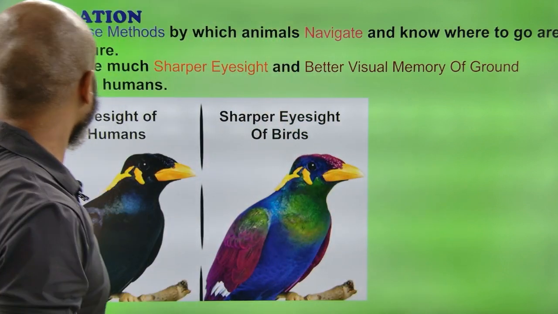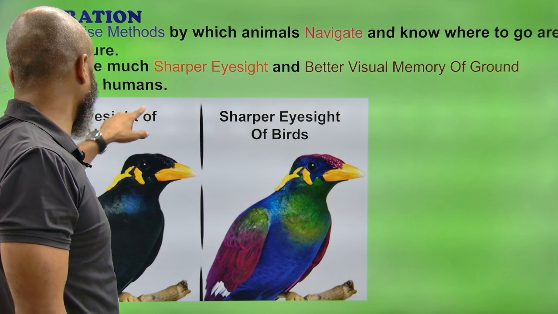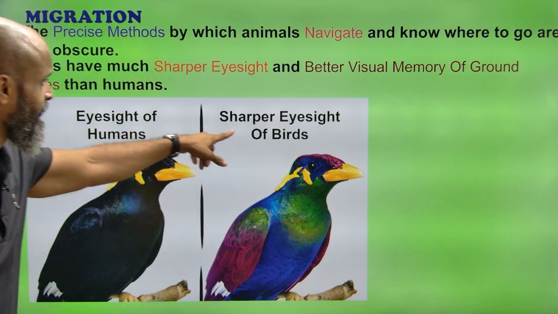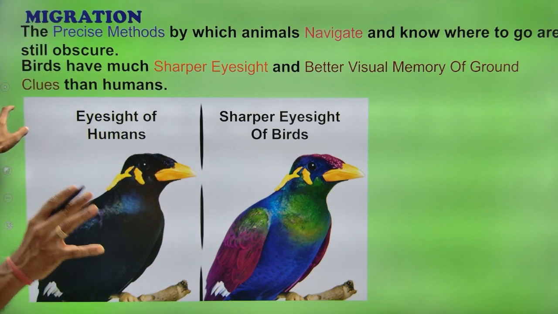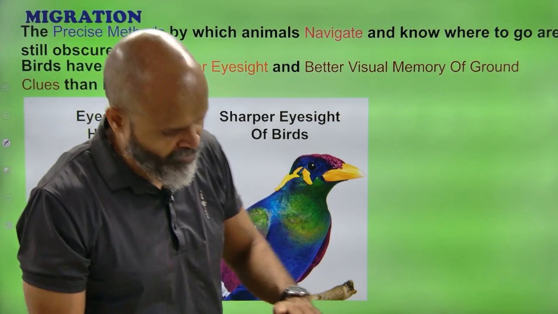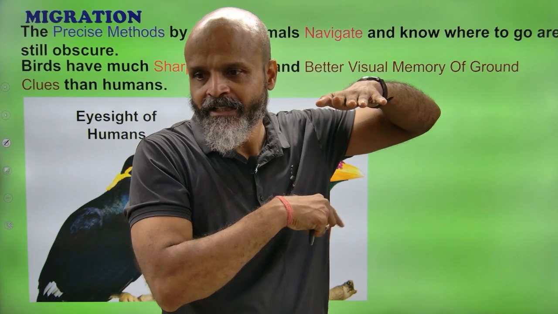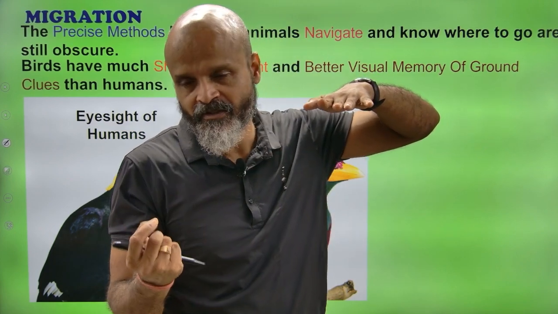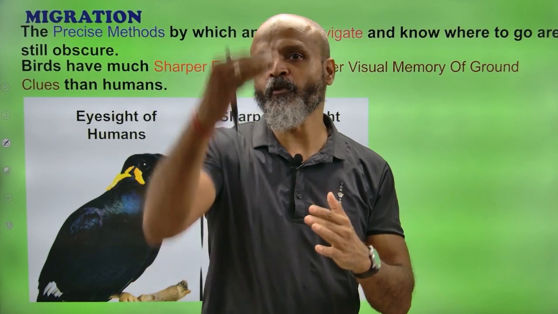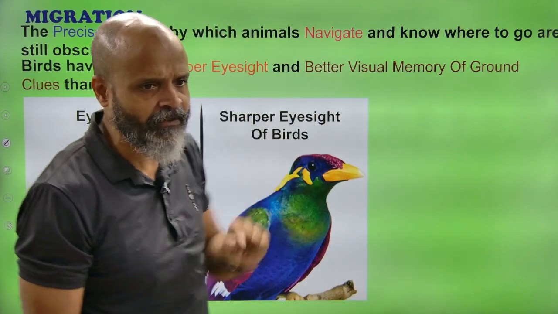Okay, so birds have sharper eyesight and better visual memory of ground clues than humans. They have better eyesight as well as a better understanding of the ground than humans. Now see, there is one advantage, because when you go to a height, obviously you have a better view of the land, so you are able to locate where to reach. Being on land, you will not know what is beyond this building, but a bird will know what is beyond this building. So that is the advantage that they have.